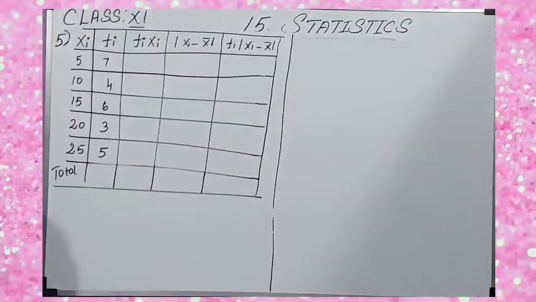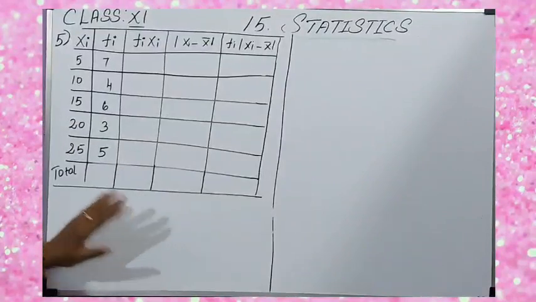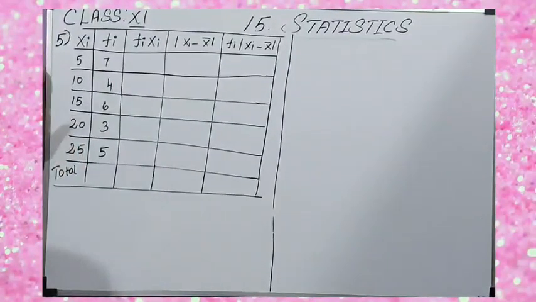Now let us see question number 5. What is given in the question, children? Find the mean deviation about the mean for the data in the following tables. So here xi and fi values are given. We have to find the mean deviation about mean. So first of all, find mean using the formula x bar is equal to sigma fi xi divided by sigma fi, and then you have to calculate the mean deviation about mean.